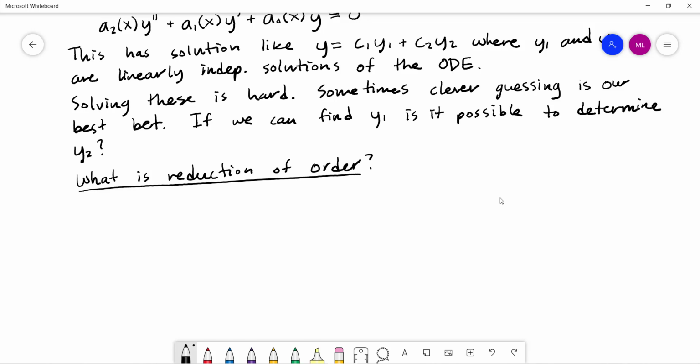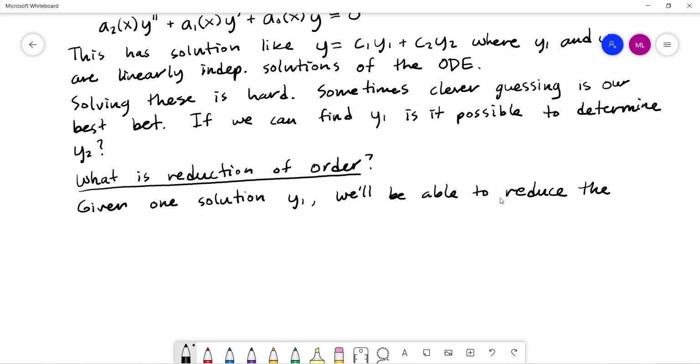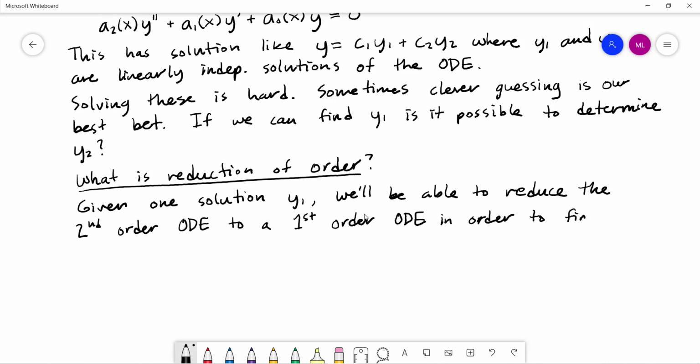So what is reduction of order? Given one solution, y1, will, if I can write clearly, be able to reduce the second order ODE to a first order ODE, which we have a ton of techniques for, as I mentioned, in order to find y2. So how is this going to work?